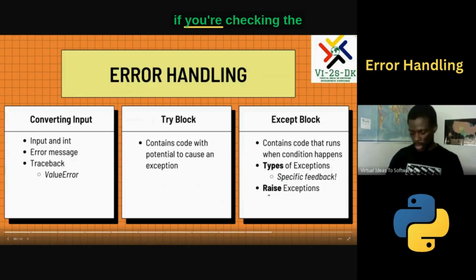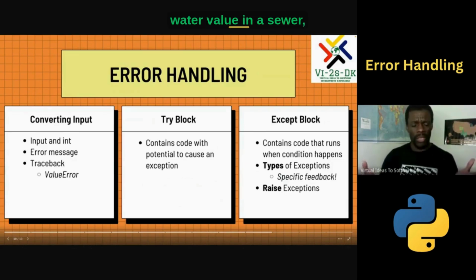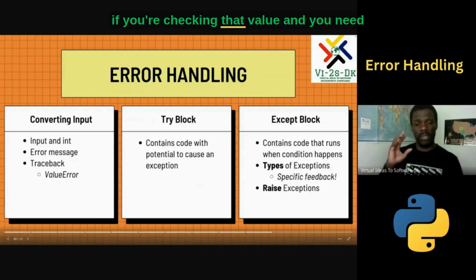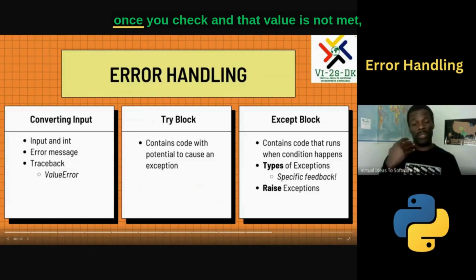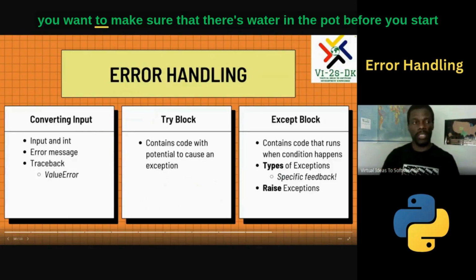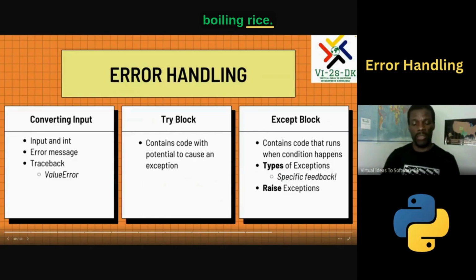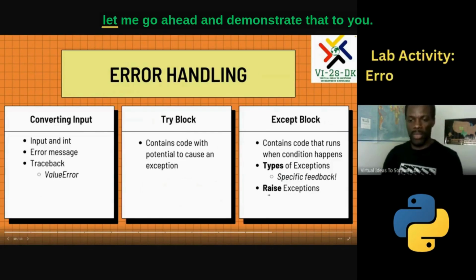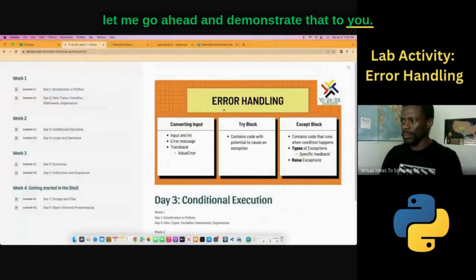So for instance, if you're checking the water value in a sewer, say you work with the waterworks department, if you're checking that value and you need it to be a particular value, once you check and that value is not met, you want to raise an expression and just say, hey, error. You want to make sure that there's water in the pot before you start boiling rice. Otherwise, you're just going to burn it. Okay. So a few of those examples, let me go ahead and demonstrate that to you.